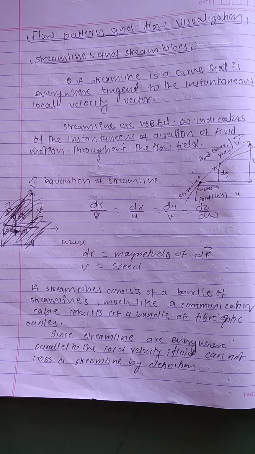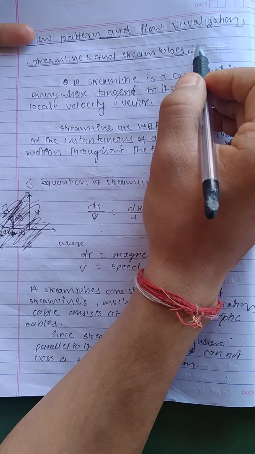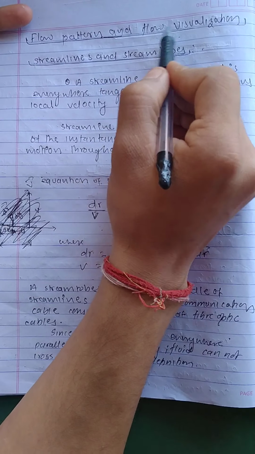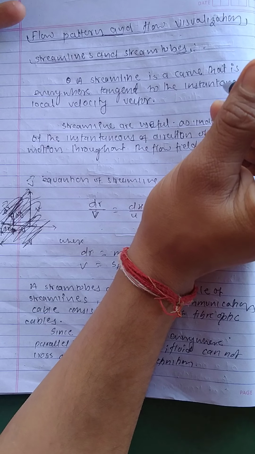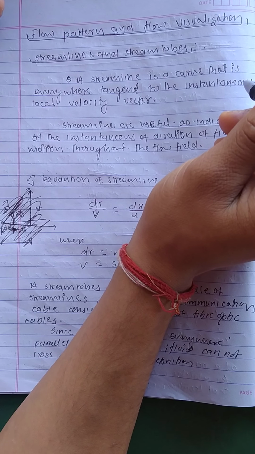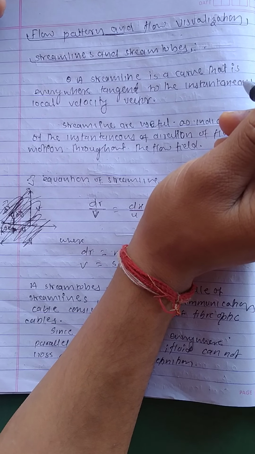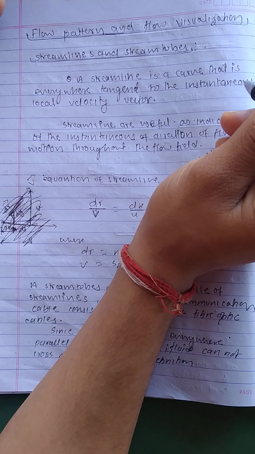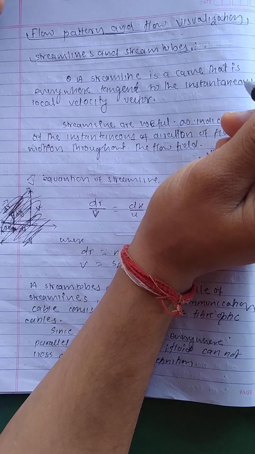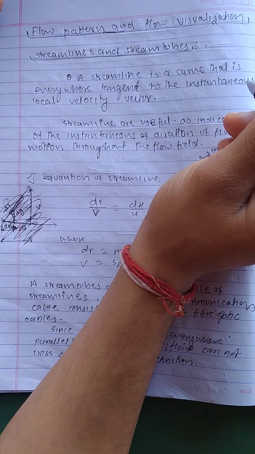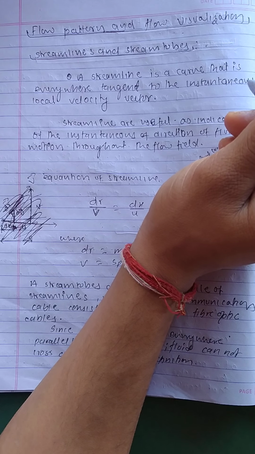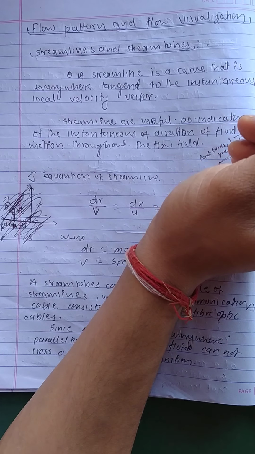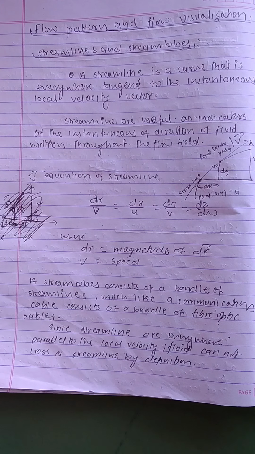So now, what is streamline and stream tube? First of all, what are streamline and stream tubes? What is flow pattern and flow visualization? While quantitative study of fluid dynamics requires advanced mathematics, much can be learned from flow visualization, the visual examination of flow field features. Flow visualization is useful not only in a physical experiment but in numerical solution as well. So before going to the flow pattern and flow visualization, we have to know about what is streamline, stream tubes, path lines and streak lines, etc.